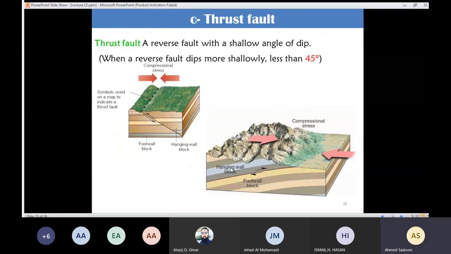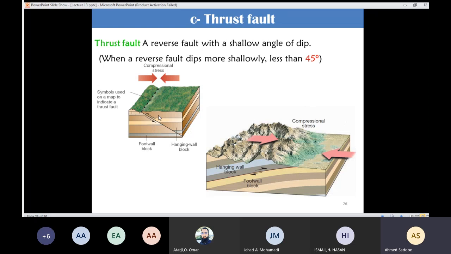We have another type, which is a thrust fault. This one is a special condition of the reverse fault. But in that case, the angle of inclination is small, shallow. Normally it's going to be less than 45 degrees. So the angle here should be less than 45 degrees. So if I'm going to have a reverse fault, which means that I have compressional stresses, and the hanging wall is going to move up relative to the foot wall block.